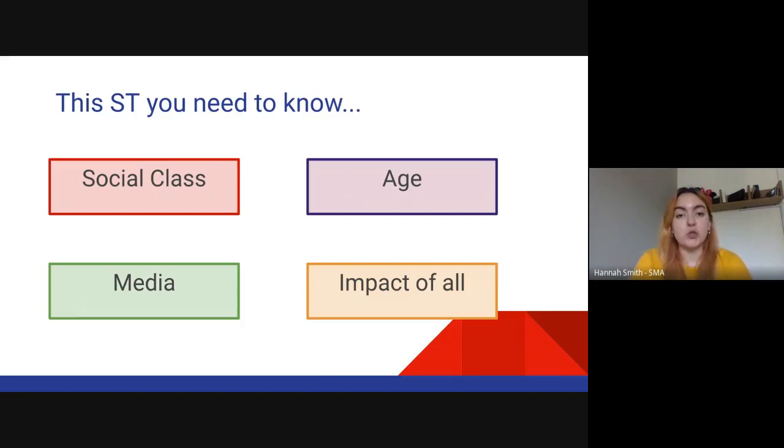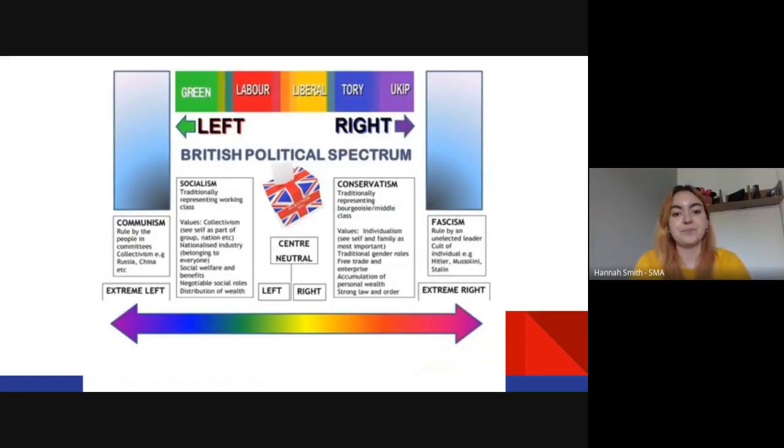For this study theme, you need to know the impact of social class, of age, and of media. Those are the 3 that if you look at the SQA course specification, it will specifically state you need to be taught those 3. You need to know the impact of them all. How do they influence people? Well, they influence because this, but how actually do they not matter? They don't make a jot of difference. It's important that you know both of those.